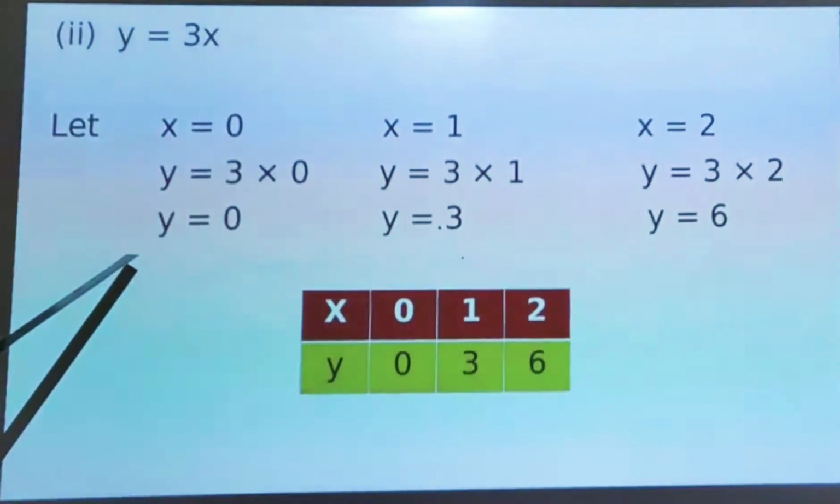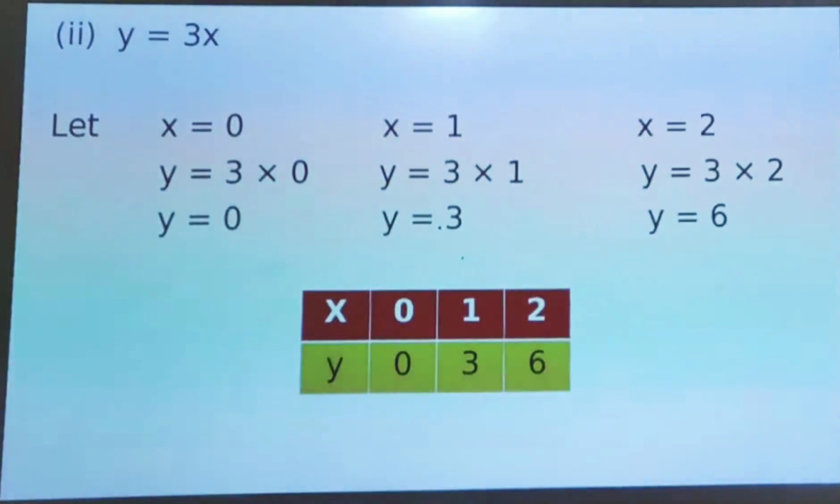Then we take the value of x as 2. On inserting we get y equal to 3 into 2, that is y equal to 6. Now we write the points. We write a pair of solutions in the box. That is, when x is 0, y is also 0. When x is 1, y is 3. And when x is 2, y is 6.